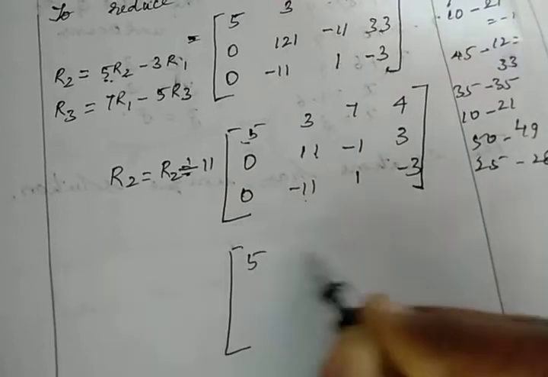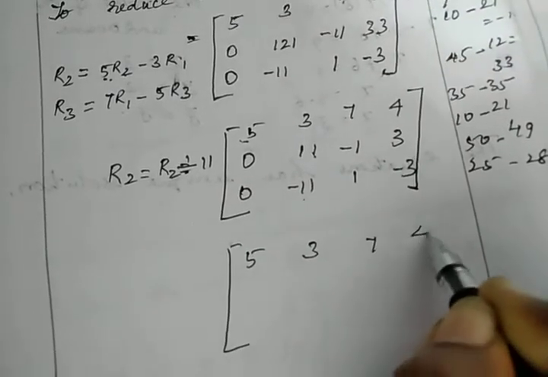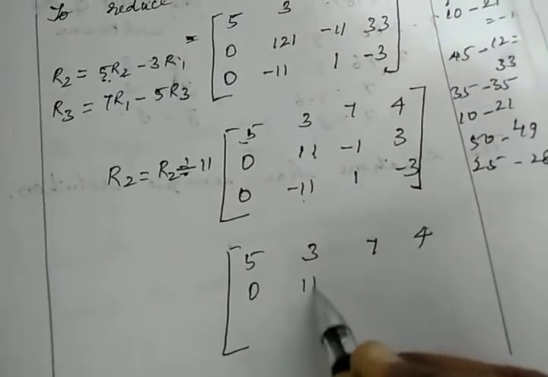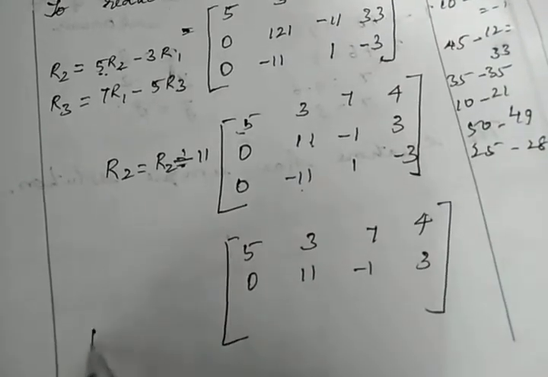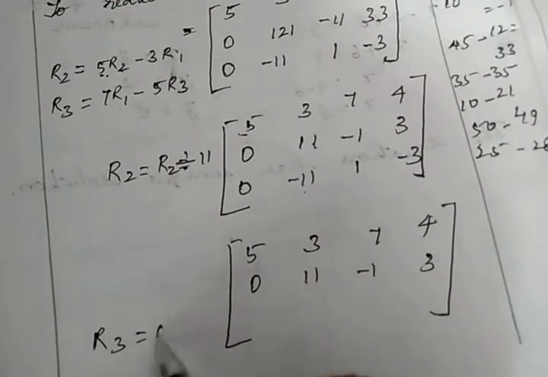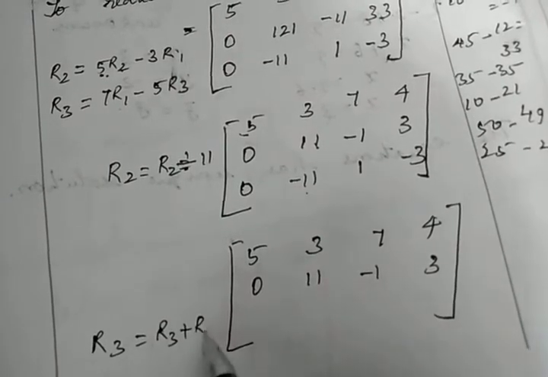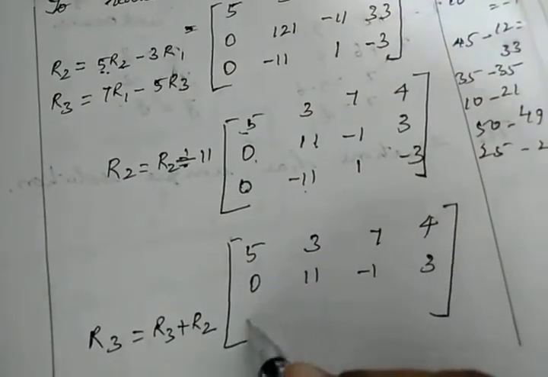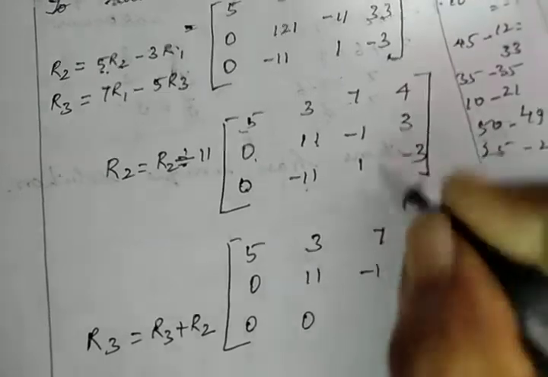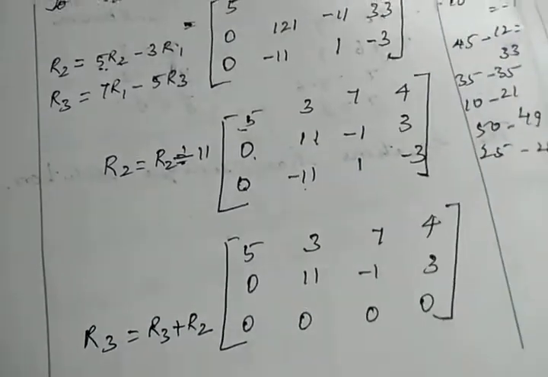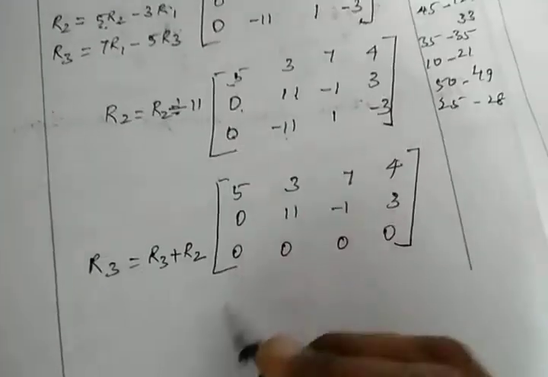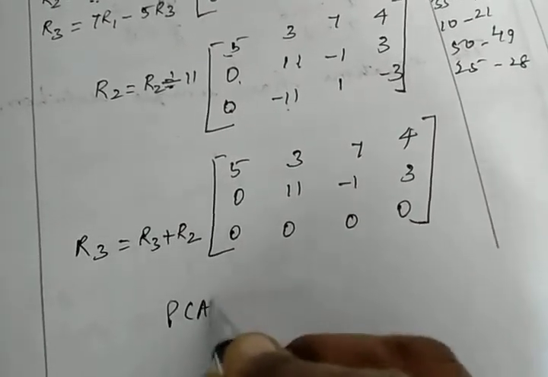So 5, 3, 7, 4. Second row 0, 11, minus 1, 3, and the third row R3 equals R3 plus R2. So 0 plus 0, 0, minus 11 plus 11, 0, 1 minus 1, 0, minus 3 plus 3 makes it 0. So now, rank of matrix A.